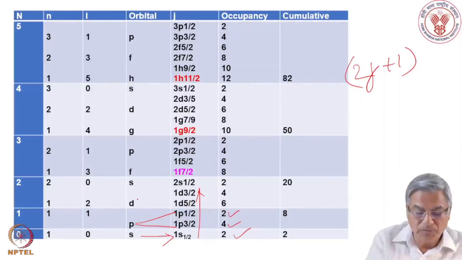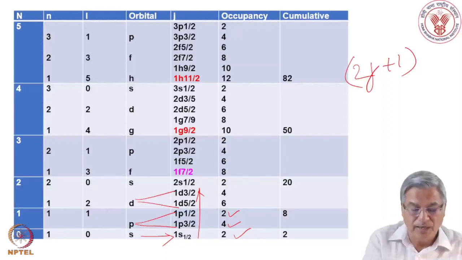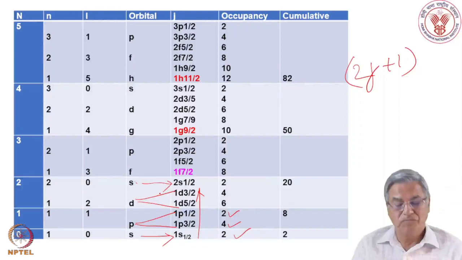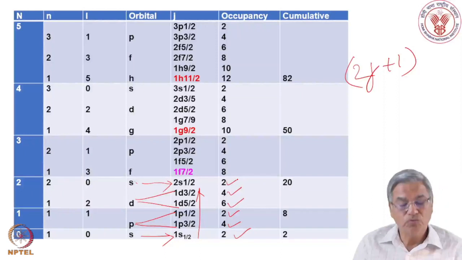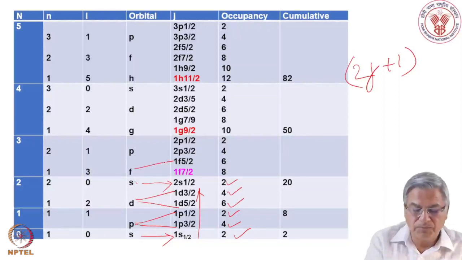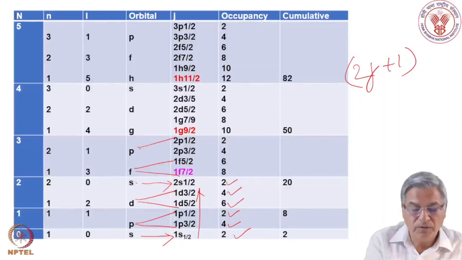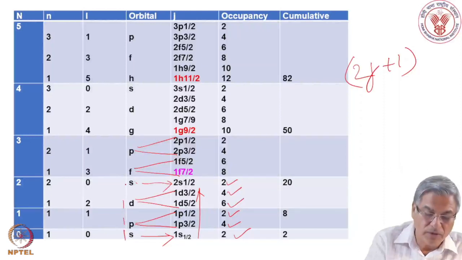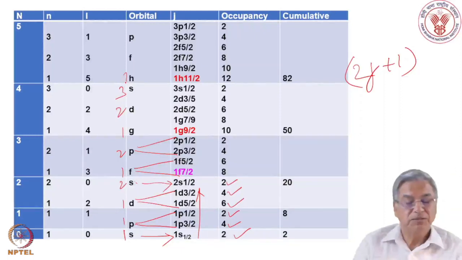The D orbital will split into 1D5/2 and 1D3/2, and the S orbital is not splitting. 5/2 will have 6, 3/2 will have 4, 1/2 will have 2. The F orbital again will split into 1F7/2 and 1F5/2, and the P orbital into 2P1/2 and 2P3/2. So this is 1, 1, 1, 2, 1, 2, 1, 2, 3, and so on. These are the values of small n.